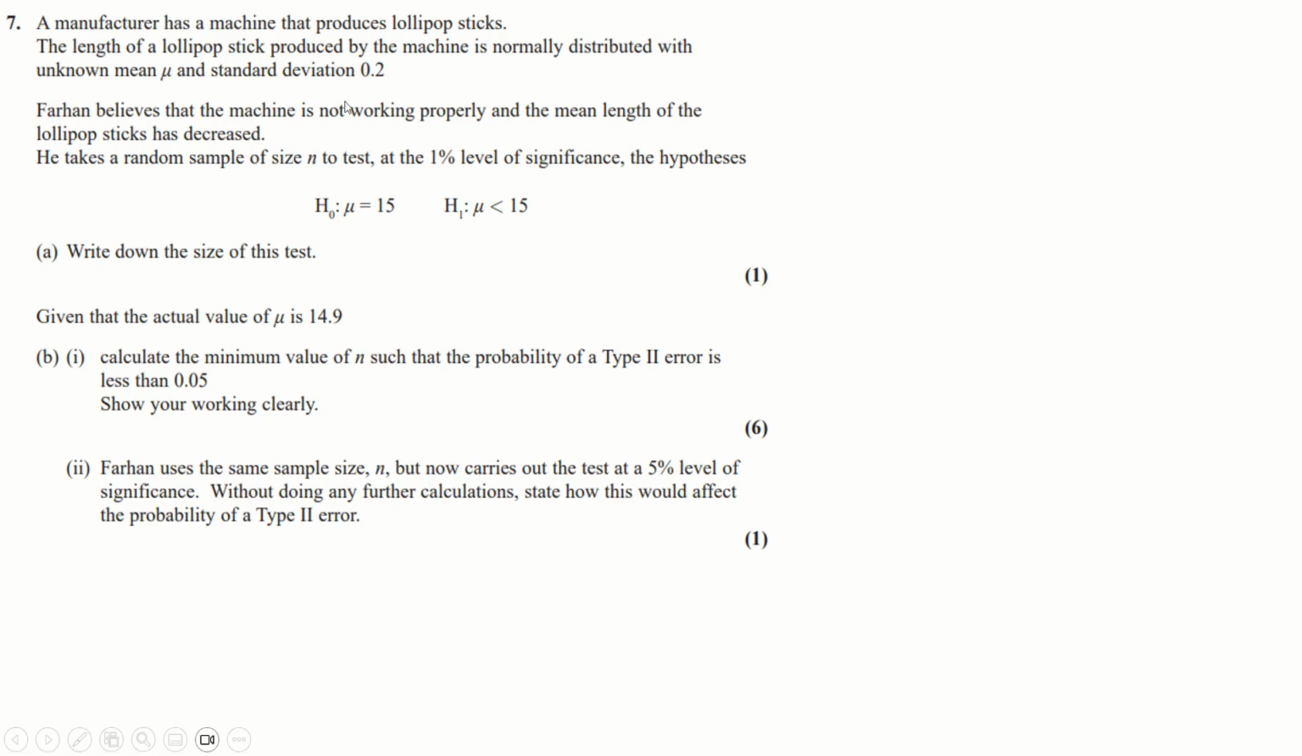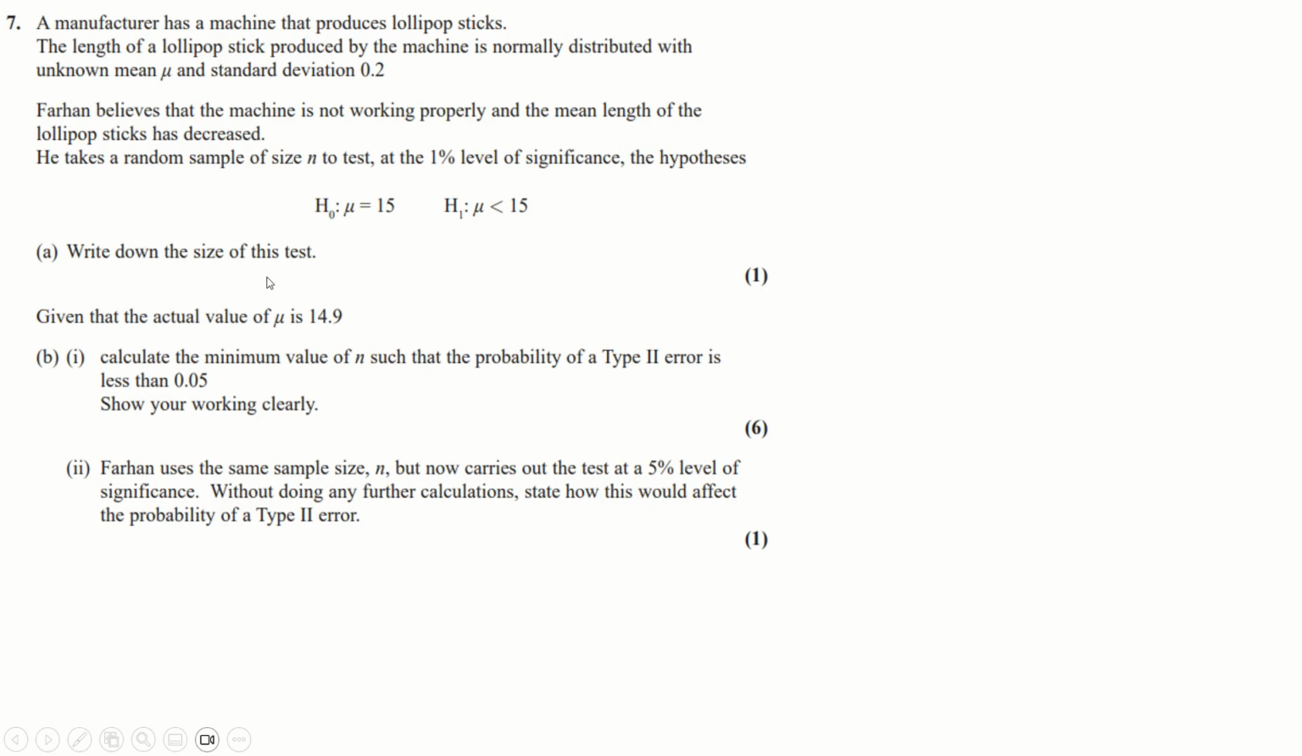Anyway, we've got a manufacturer and manufacturing stuff. We have an unknown mean and a standard deviation 0.2. This person believes that it's not working properly and the mean has decreased, so he's doing a one-tailed test. Null hypothesis is the mean is 15, and the alternative hypothesis is that it's less than 15. Okay, write down the size of this test.